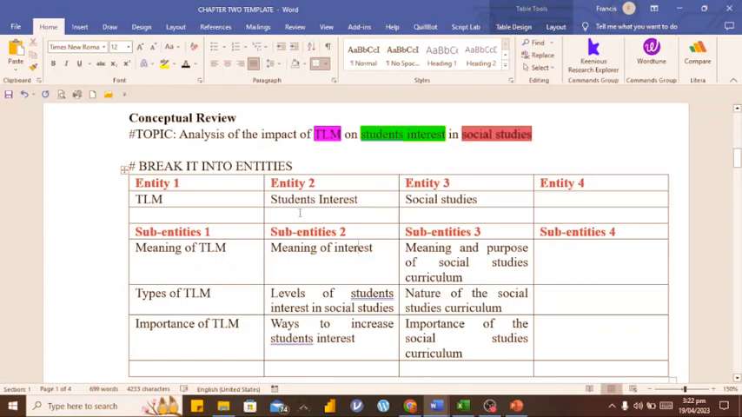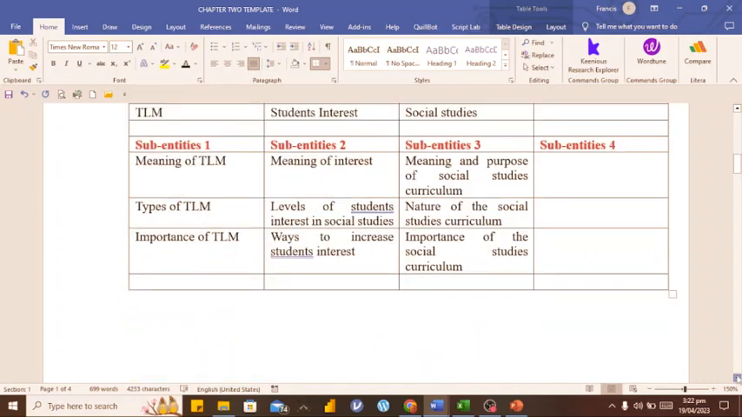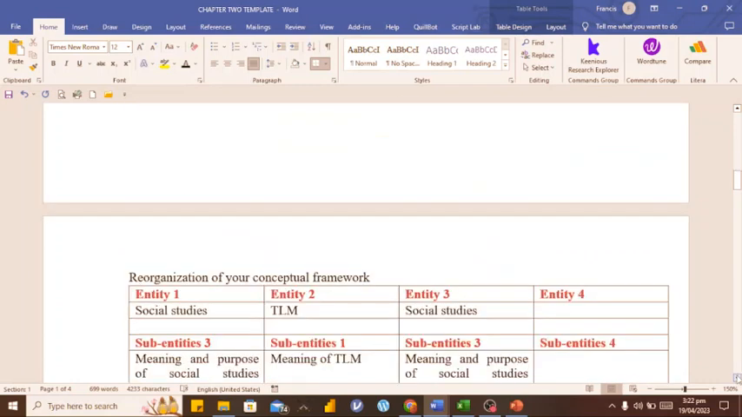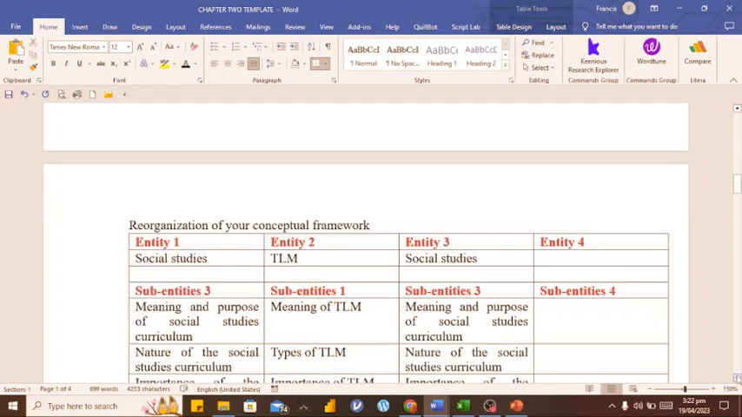Then I also identify social studies as an entity. In social studies, what am I going to talk about? I will talk about the meaning and purpose of the social studies curriculum. I will also talk about the nature of the social studies curriculum and the importance of the social studies curriculum. So these are the entities. After you are done with identifying the entities and breaking them into sub-entities, then we reorganize your conceptual framework. Which one should come first, which one second, and which one last? So you have to arrange it again.